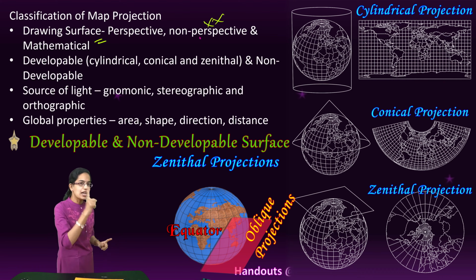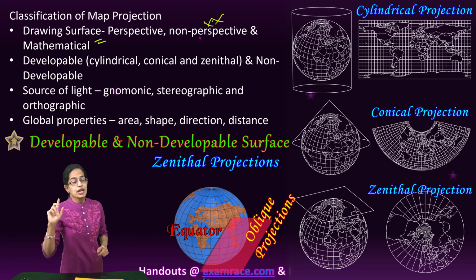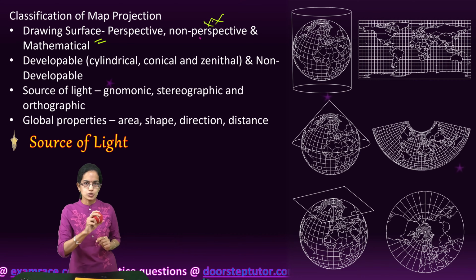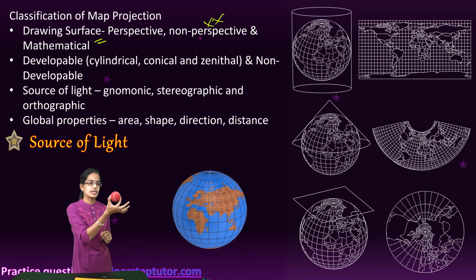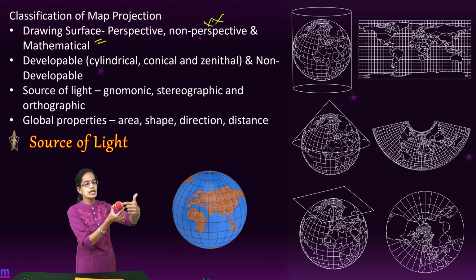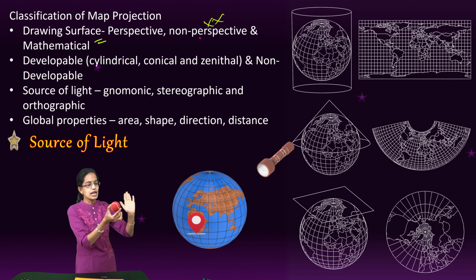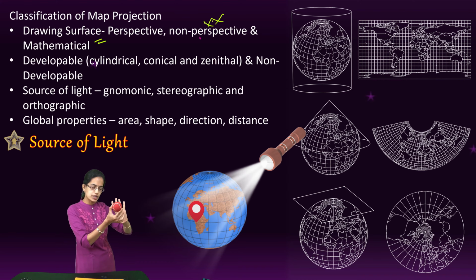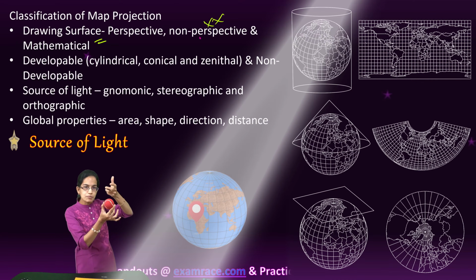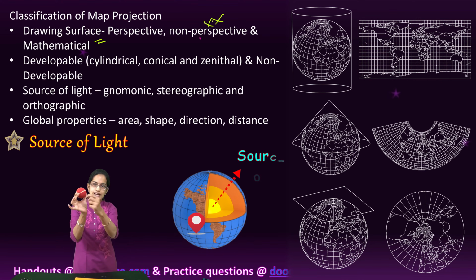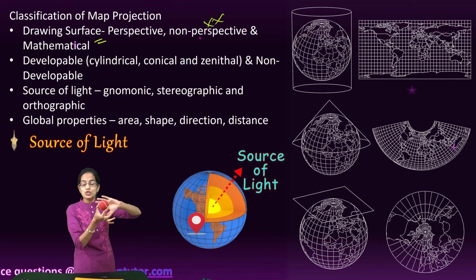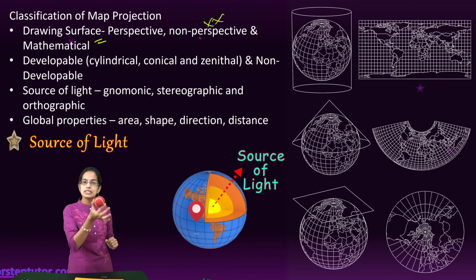Coming to the last and the most interesting one, and that is based on the source of light. Now, based on the source of light, I have this sphere again here. Where is my source of light? Source of light could be in three places. If I am trying to trace this place, I can keep the source of light opposite to it. My source of light could be at infinity, or my source of light could be within the center. Let's say I dig a hole and put a torch there. So that would be the source of light. So three different sources of light can be seen here.